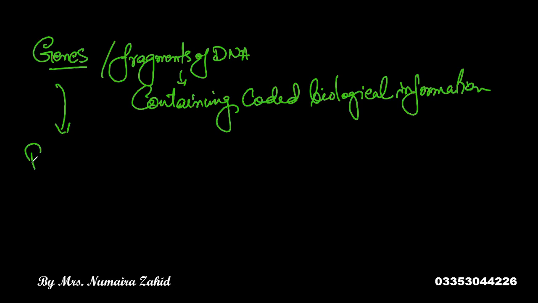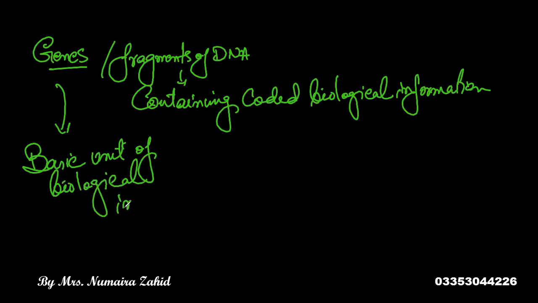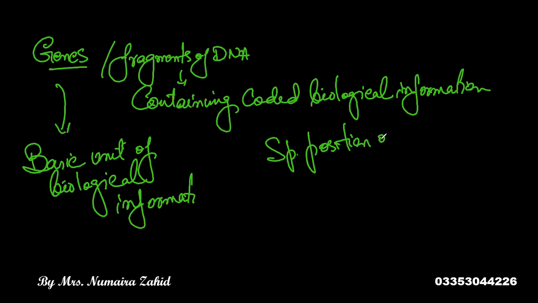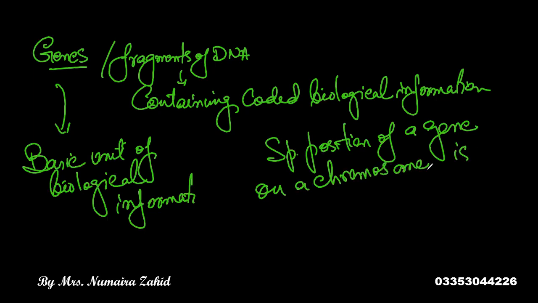So we can define it as the basic unit of biological information. Each gene is located at a specific position on the chromosome, which is called the locus. The specific position of a gene on a chromosome is called a locus, that is the position of that specific gene on a specific chromosome.